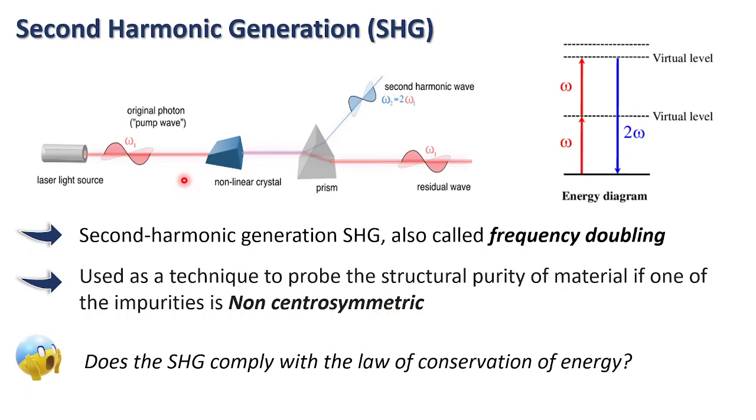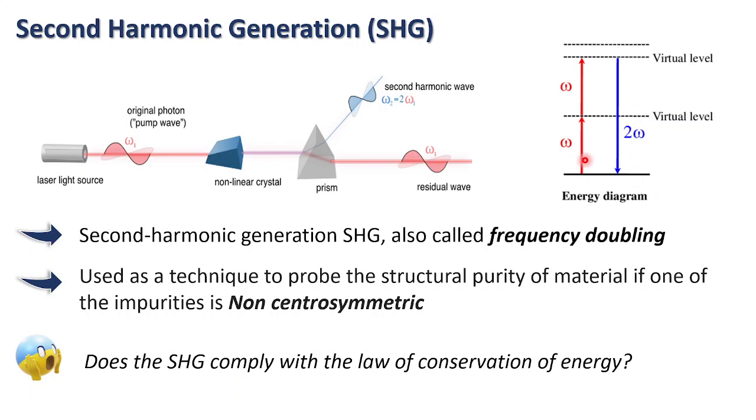Okay, I already mentioned that the striking light has a frequency omega, and the emitted light has a frequency double, 2 omega. Then you might have thought, does it obey the law of conservation of energy? Because omega is falling on a crystal and it is emitted at double the frequency. You may have this doubt in your mind. So I am asking the question, does second harmonic generation comply with the law of conservation of energy? The answer is yes, it obeys the law of conservation of energy.